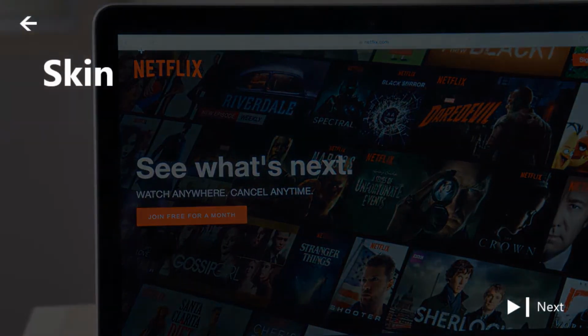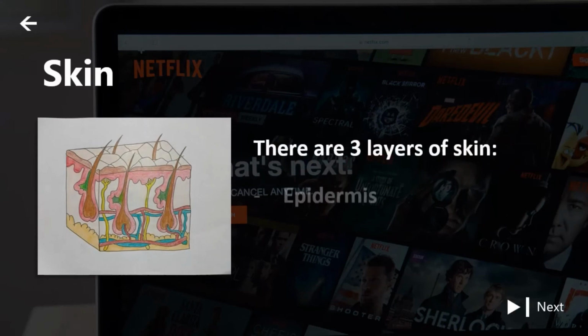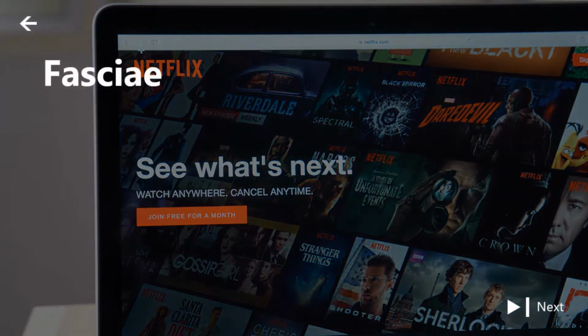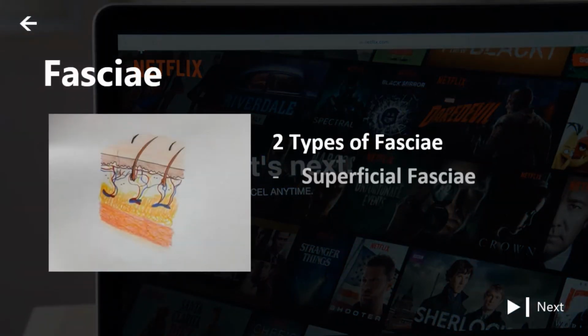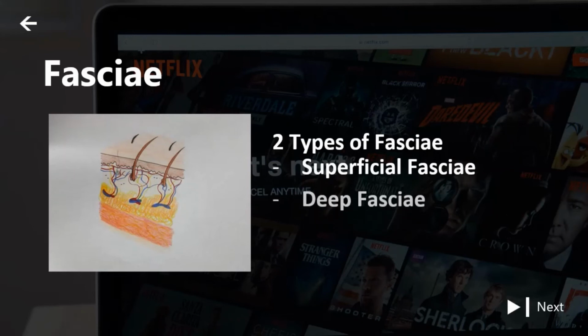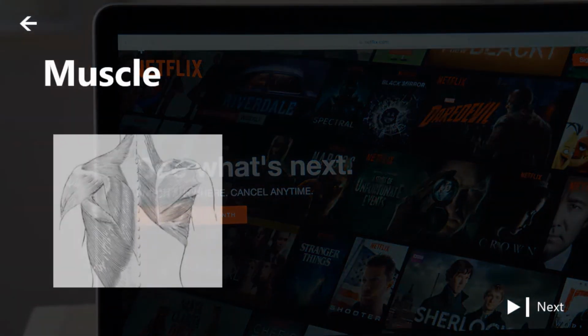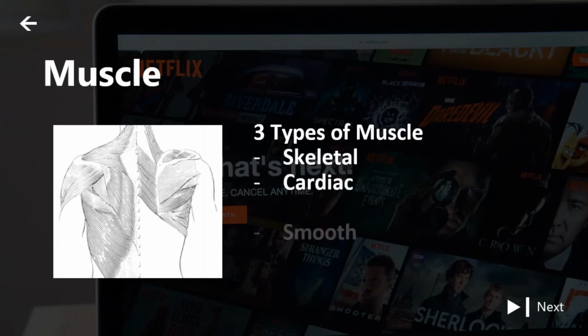For skin, there are three layers of skin. First is epidermis, second is dermis, and third is subcutaneous tissue. For fascia, there are two types. First is superficial fascia, second is deep fascia. For muscle, there are three types: skeletal, cardiac, and smooth.